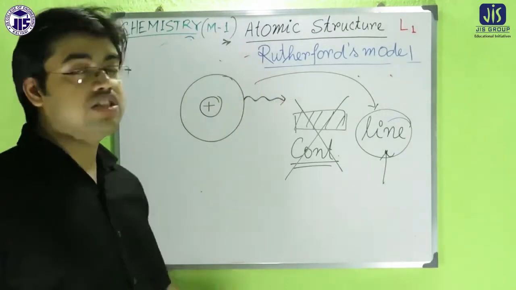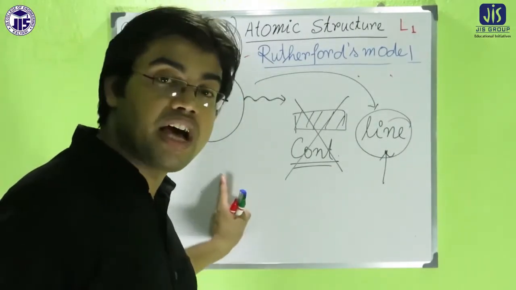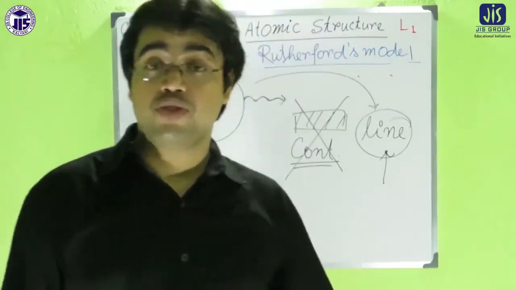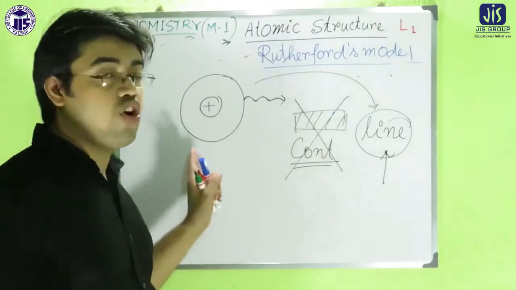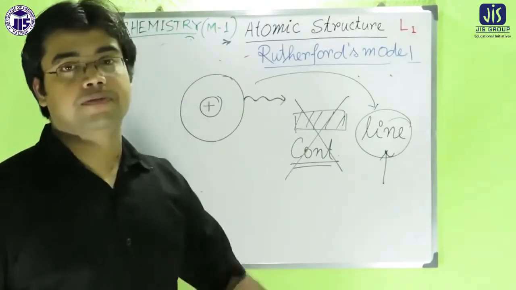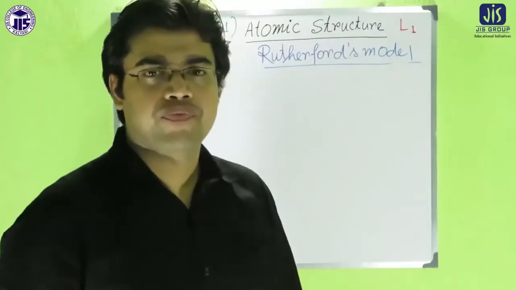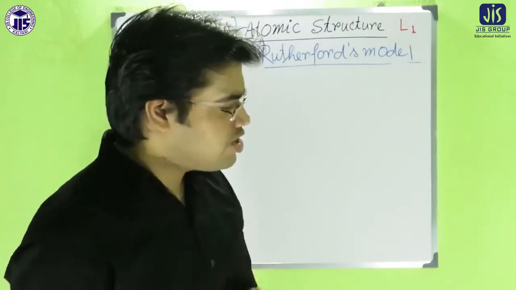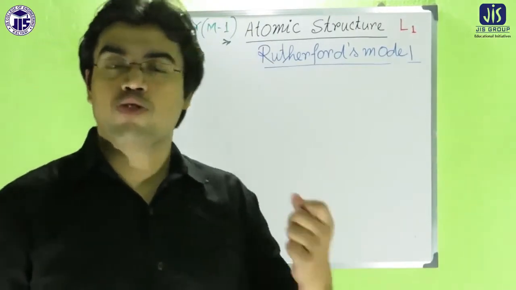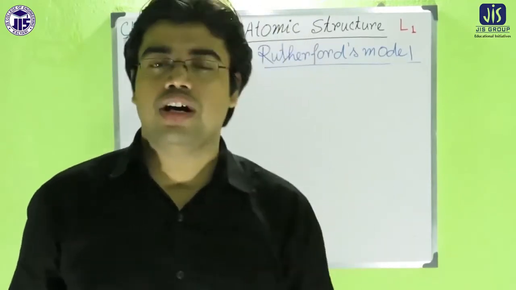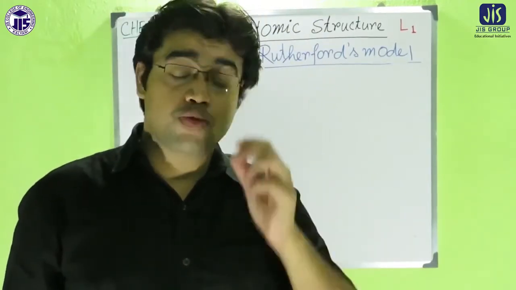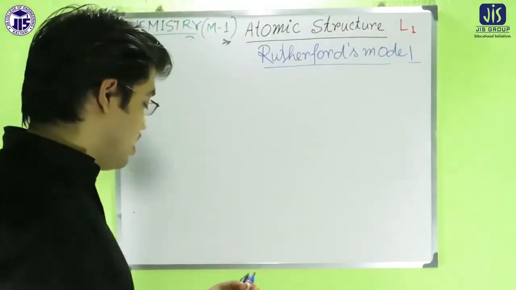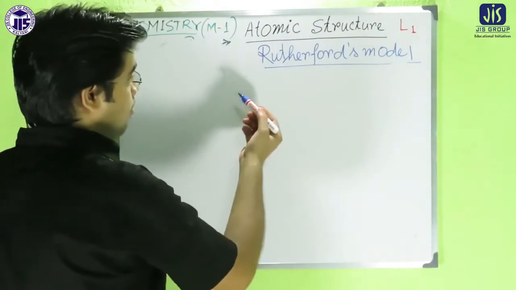So Rutherford's model was unable to explain the stability of the atom and the spectrum which is generated from the atom. Then Niels Bohr came to the field. Niels Bohr modified the Rutherford's model. That means, given the main drawbacks of Rutherford's model regarding the stability and the spectrum, Niels Bohr successfully modified those two areas or rectified the Rutherford's model. So sometimes it is also called Rutherford-Bohr's model.